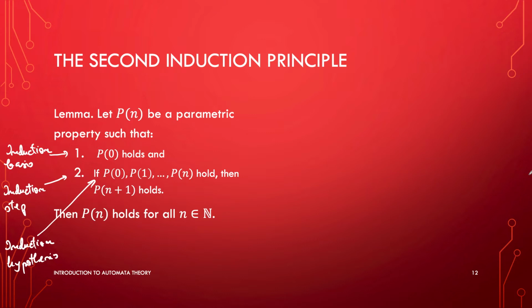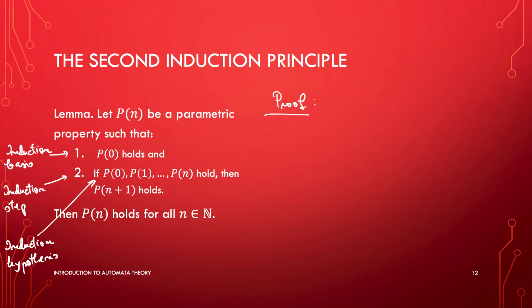So if you have that both the induction basis holds and the induction step holds, then P of n holds for all n greater than or equal to 0. So I want to prove this for you, and the way I'm going to do this is I'm going to in fact apply the first induction principle. So I'm going to do it like this.